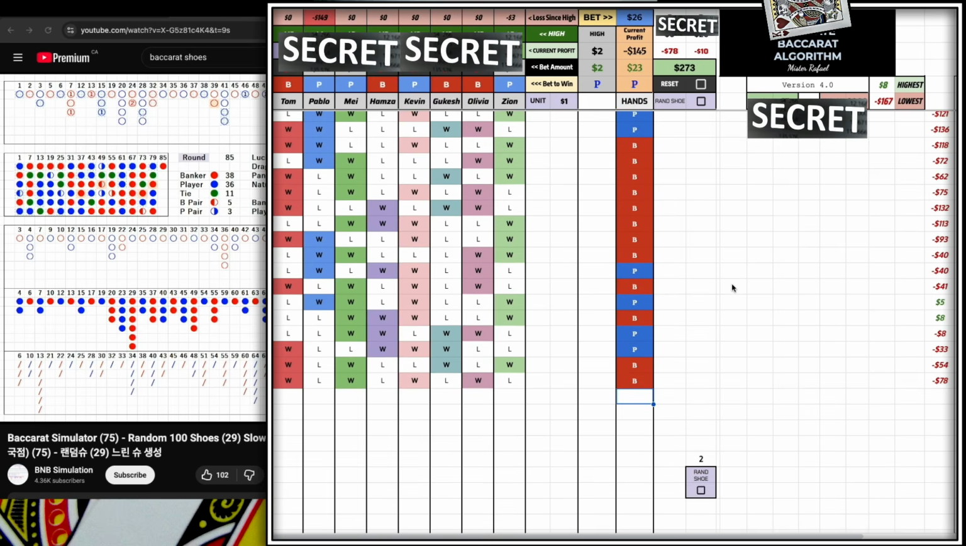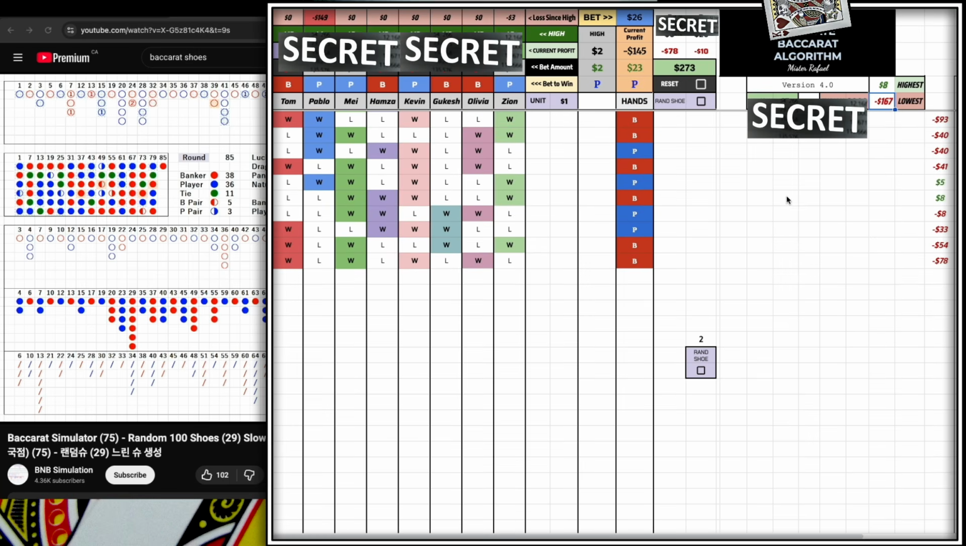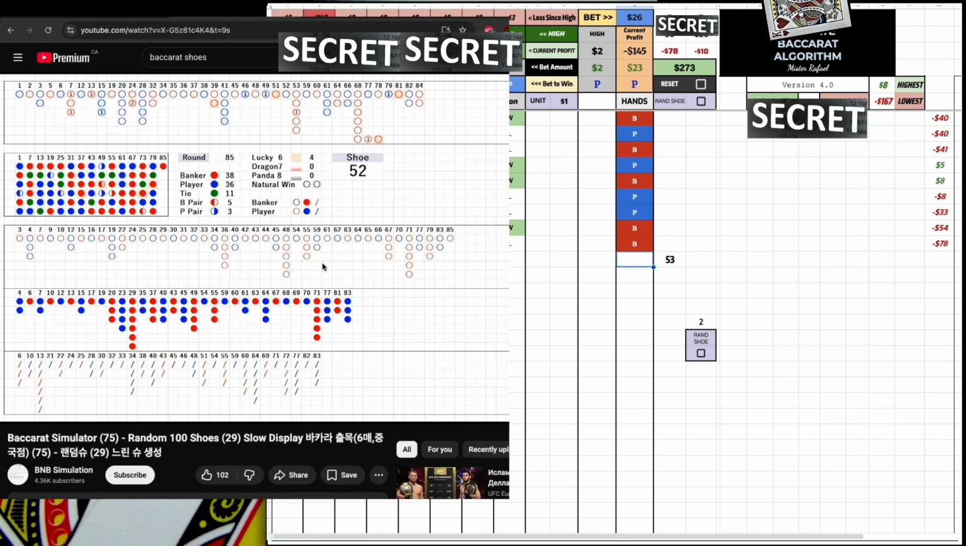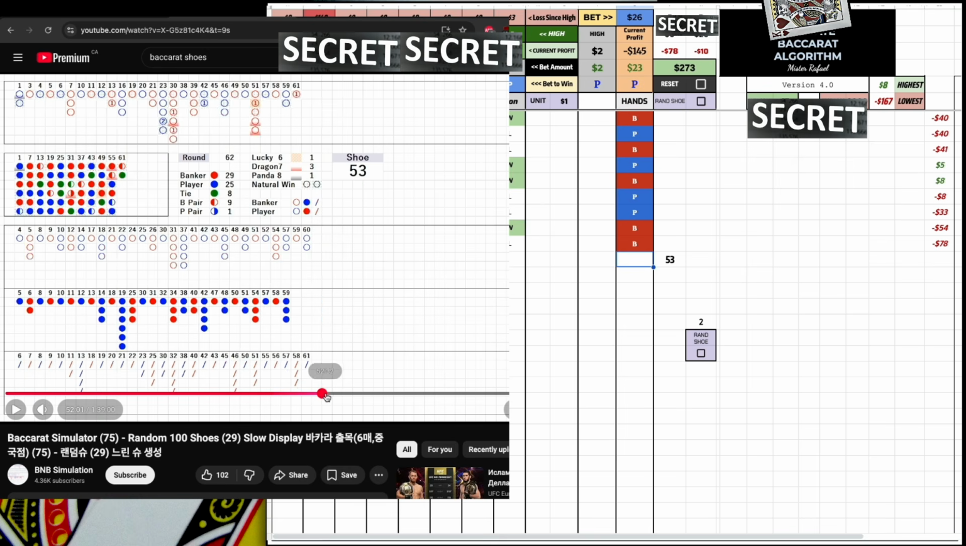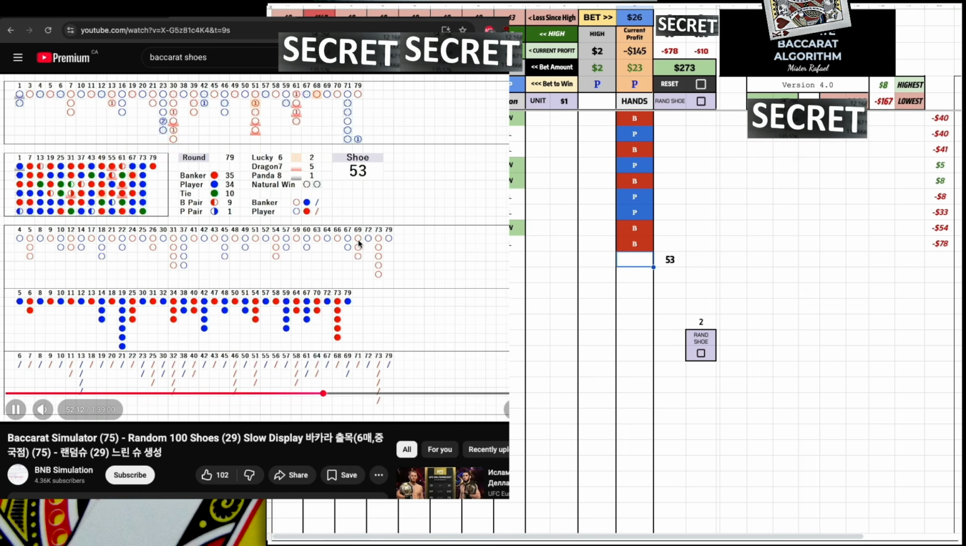Okay, another rough start here. Highest profit, only $8. Biggest drawdown for the session, minus 167. But we're currently sitting at minus 78. Next bet, $26 on player. Next shoe will be 53. Shoe 53, here we go.